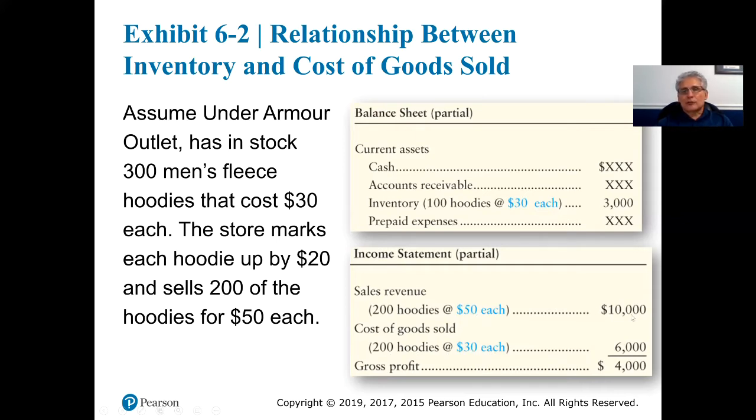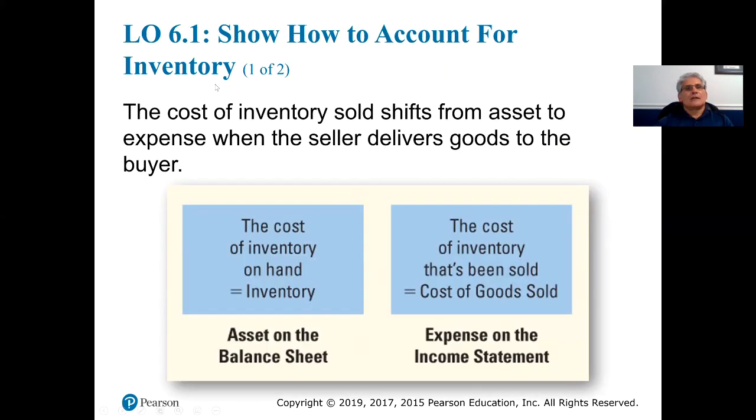So $10,000 was sold and $6,000 was paid for what was sold. The next slide shows that the cost of the inventory sold shifts from the asset, inventory, to the expense. The expense is the cost of goods sold when the seller delivers the goods to the buyer. So the money first goes into inventory when you buy it, and as you sell it, it's taken out of inventory and put into the cost of goods sold.